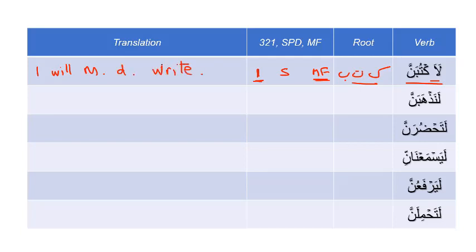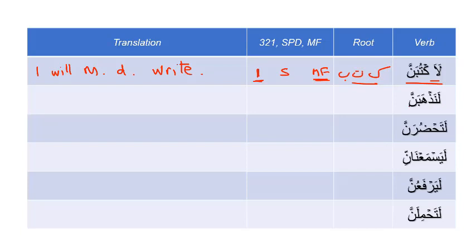Or this could also be in the present: I am most definitely writing. So it could be, depending on context, either present tense or future. All right, so I hope you see this. I'll just do one more, and then the rest you'll have to do for homework.